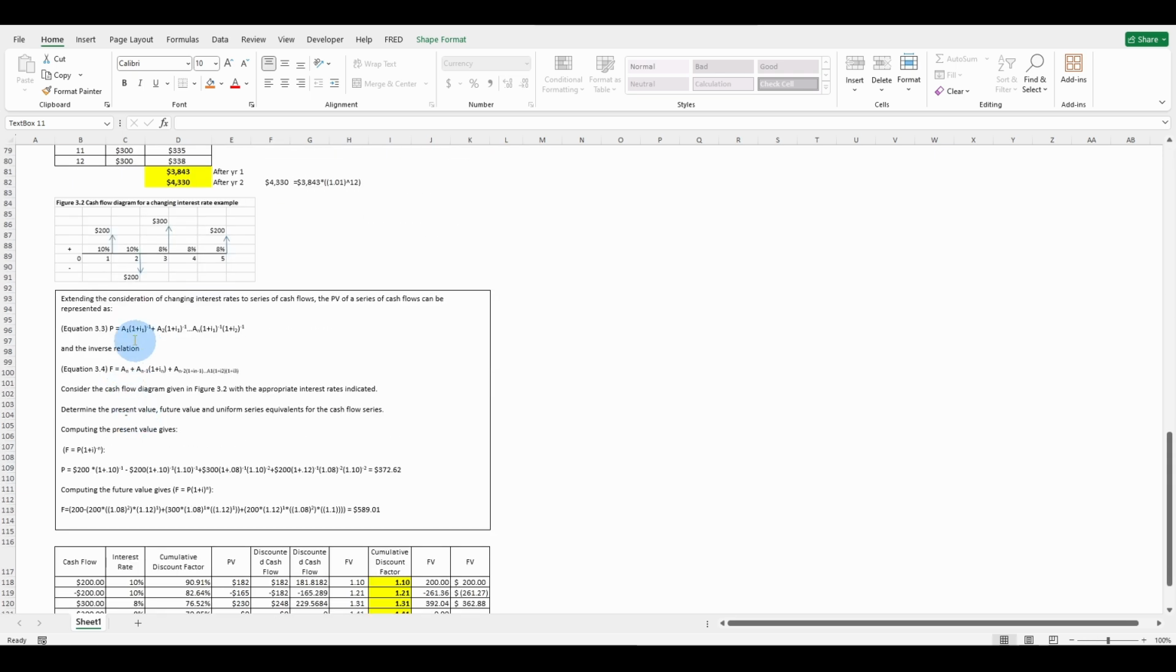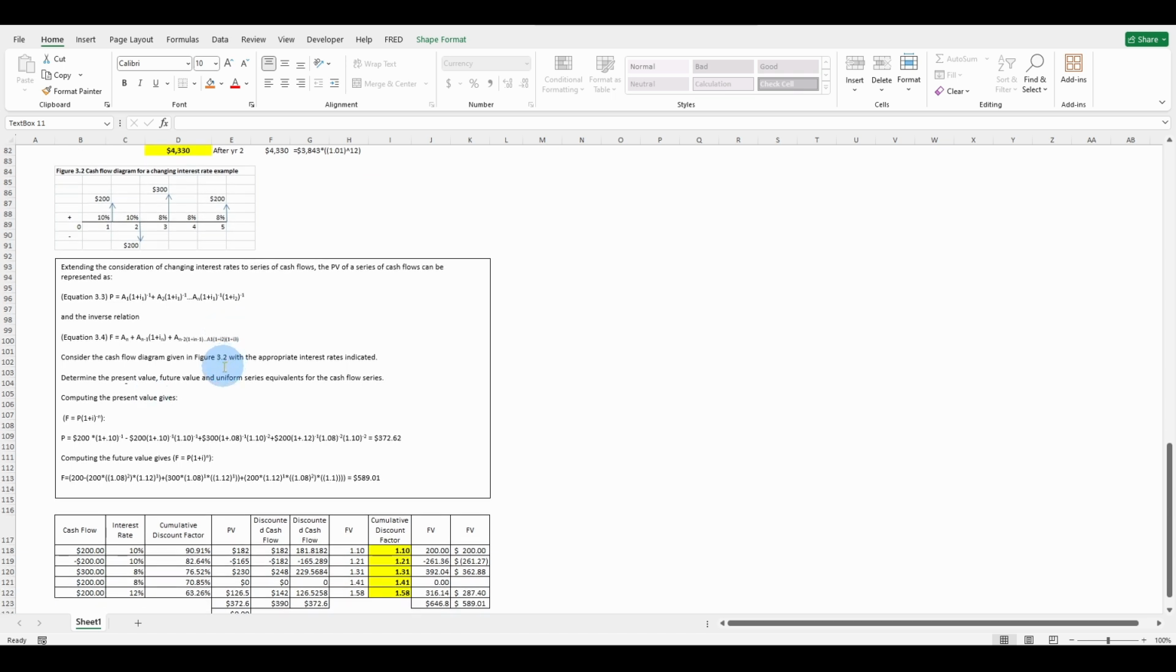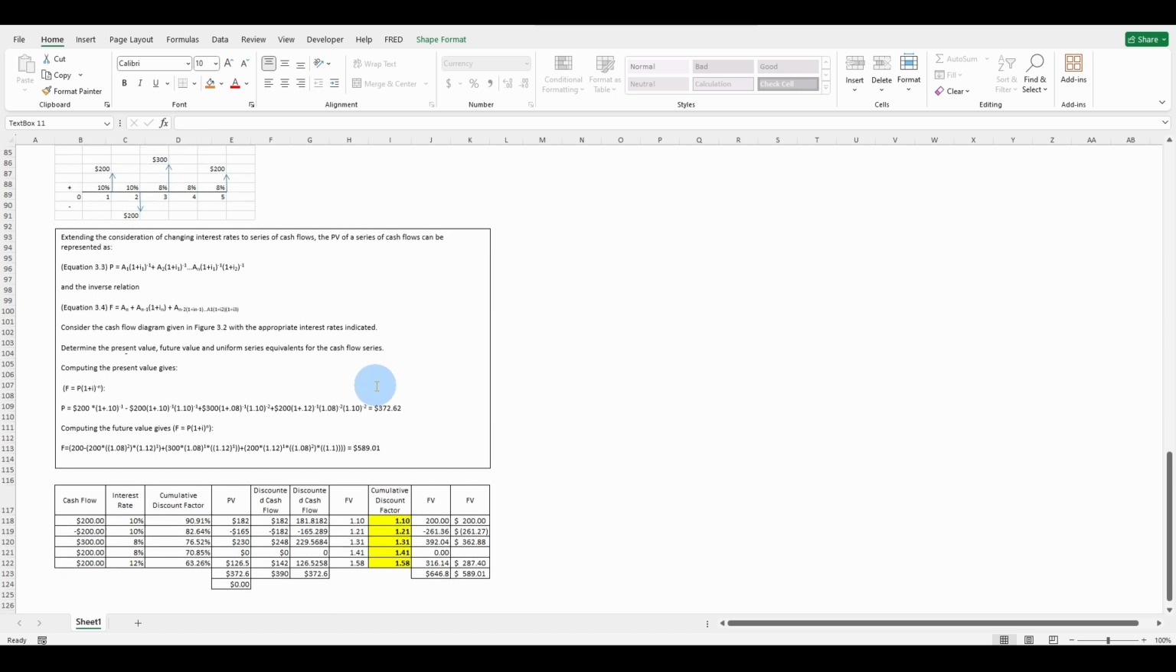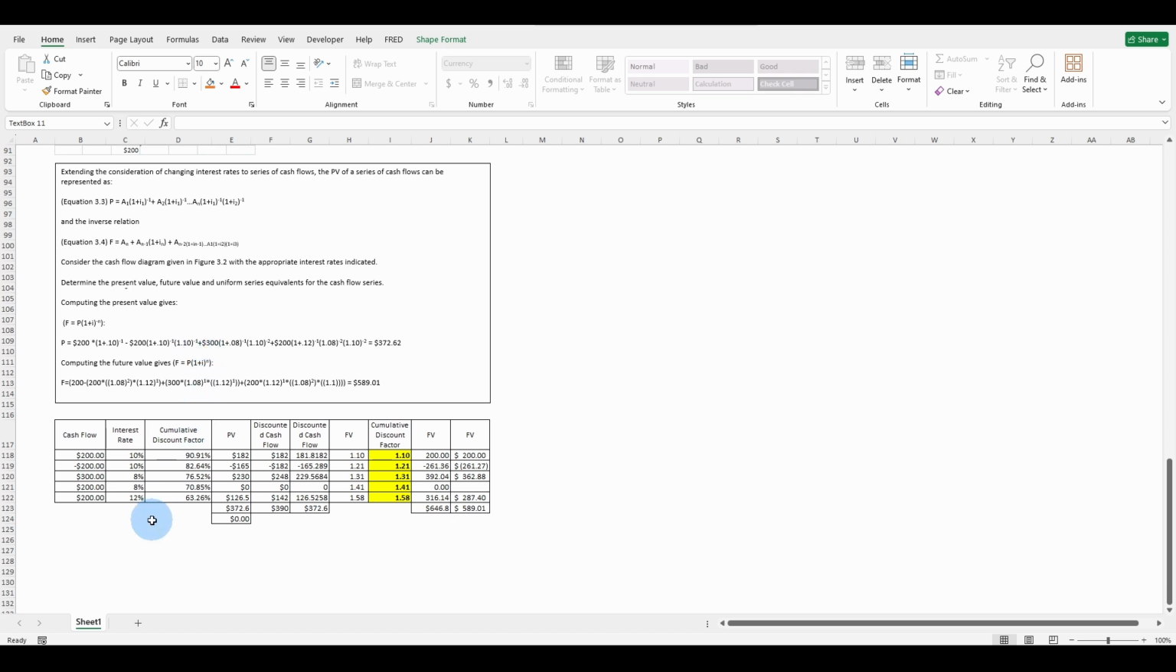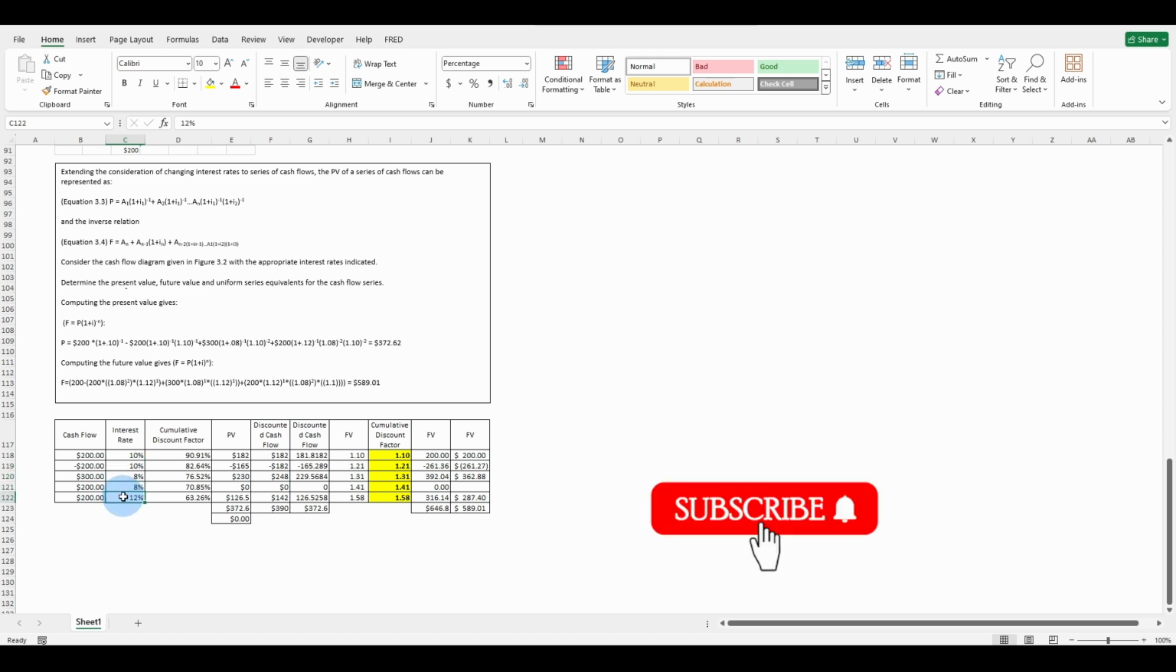Same thing down here. All we're doing is computing some hypothetical, and the hypothetical will be some cash flow. Consider the cash flow in 3.2. Determine the present value, future value, and uniform equivalents for the cash flow series, computing the present value. So we have cash flows. We got 200, minus 200, 300, 200, 200. Interest rate at 10%, 10%, 8%, 8%, 12%.